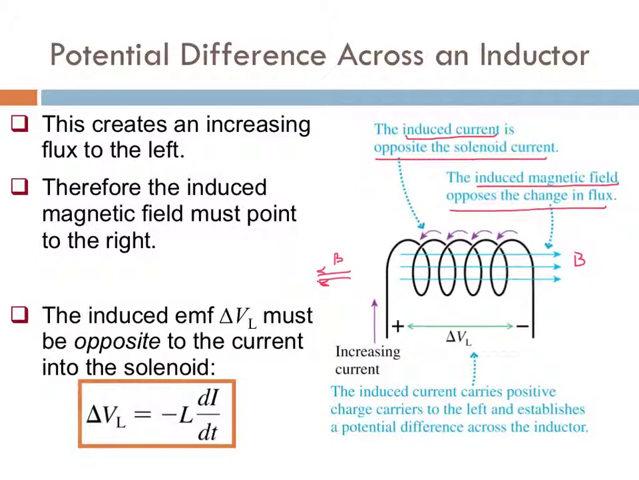So now that we have this induced current, we're going to have an induced EMF, which can be calculated using this equation here. Again, that depends on the current. And this negative tells us that the potential or the induced EMF must be opposite what's happening with the current. And we'll see two examples here. This particular induced EMF causes it to carry positive charge carriers to the left and establishes a potential difference across the inductor, meaning we're going to have positive on this side, negative on this side.